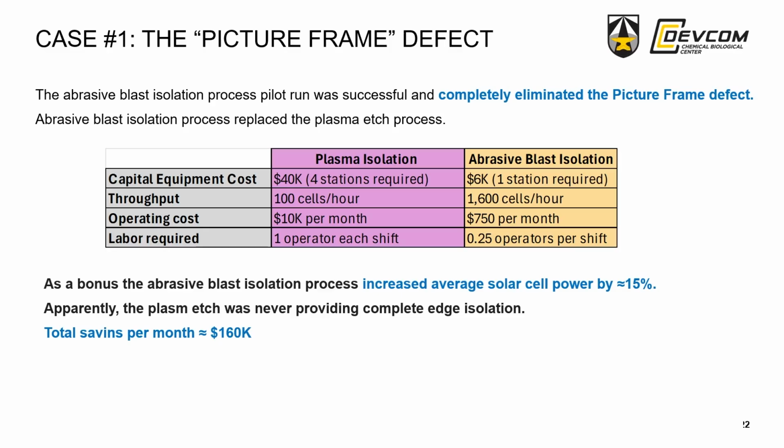We also found as a bonus, the abrasive blast gave us 15% more power, so the plasma etch was never really doing a thorough isolation. Altogether, $160,000 a month savings for the solar company, coming from the idea of describing the problem, working on the right problem, and realizing we had the solution about 150 feet away from us.